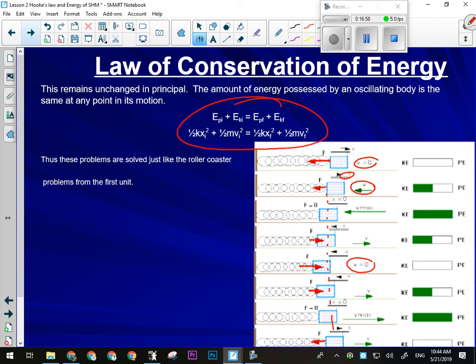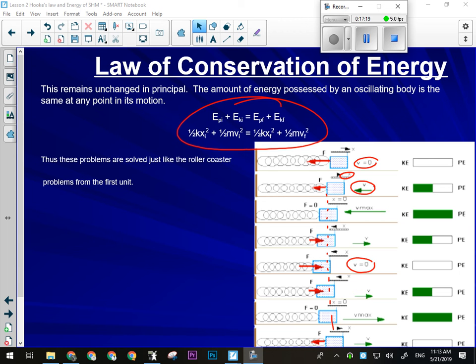Now, unlike gravitational potential energy, we can't cancel the masses off because mass is not in every term. So that's a little bit different as well. You'd have to keep mass in there. Mass actually matters here. Questions there? So we'll stop right there and we'll head over.